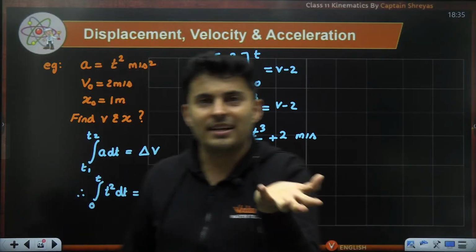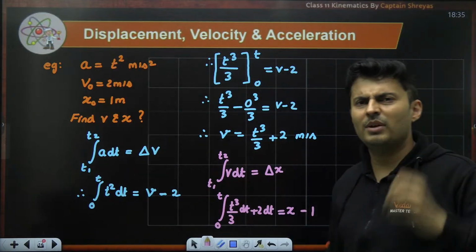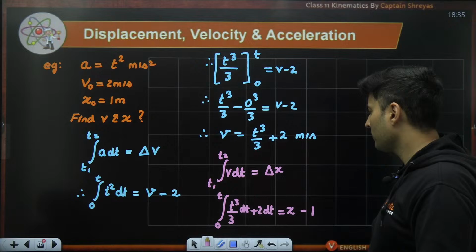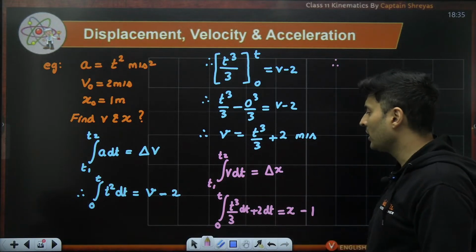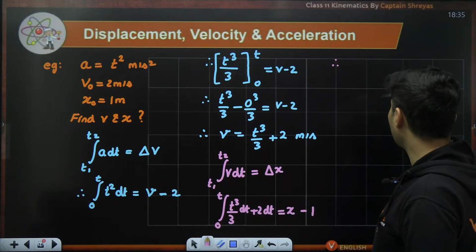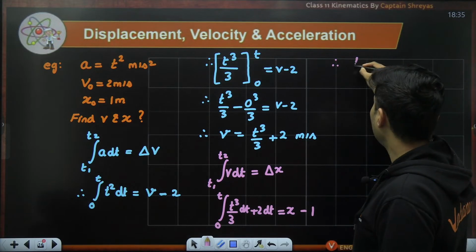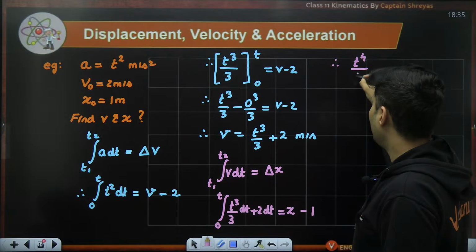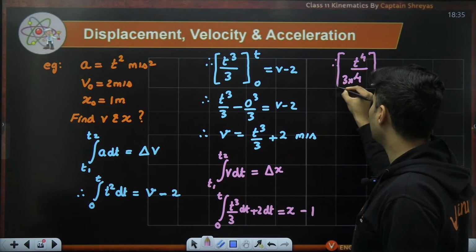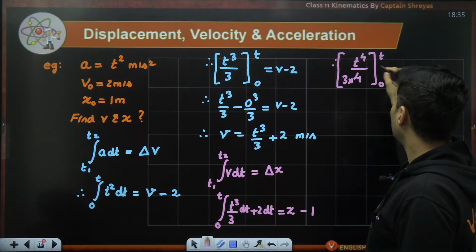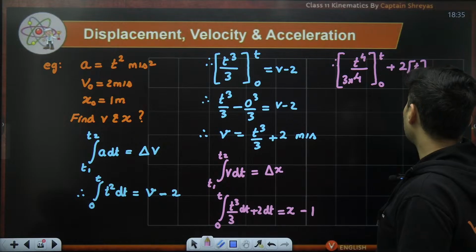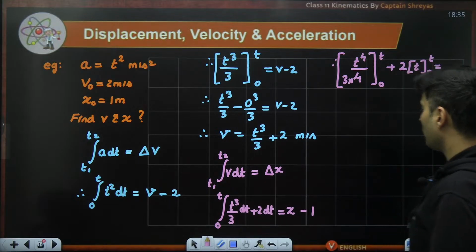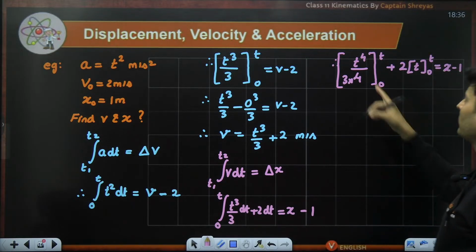I do not know x. Time is some random value. You put in time, you will get x. Like that it is. So integrate it. So what will this become? Come on, guys. The integration of t cube will be t raised to 4 divided by 4. Of course, that 3 is there as it is. The whole thing with limits 0 and t, plus 2 dt. The integration of dt is t. So again, 0 to t is equal to x minus 1.